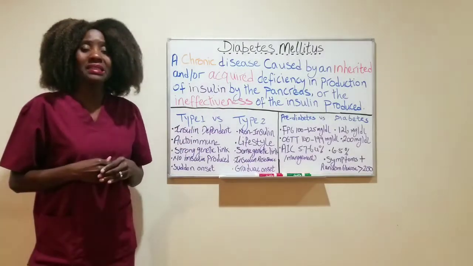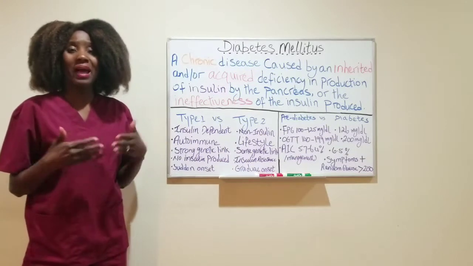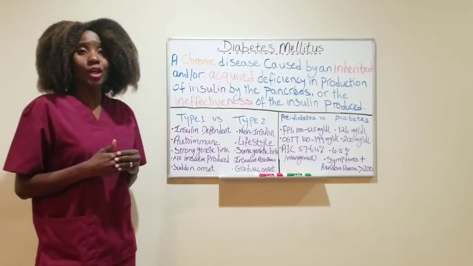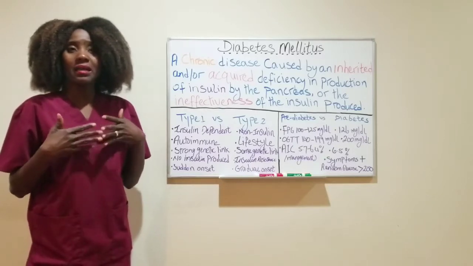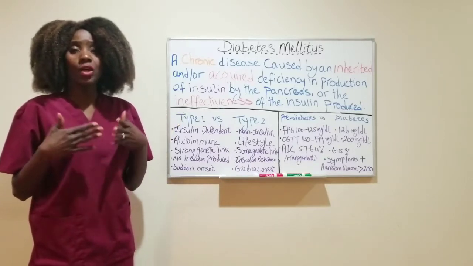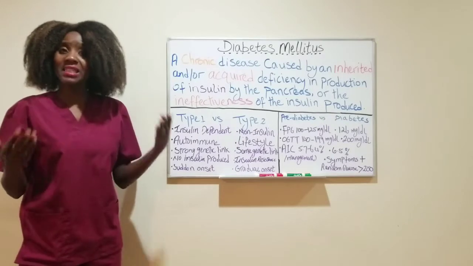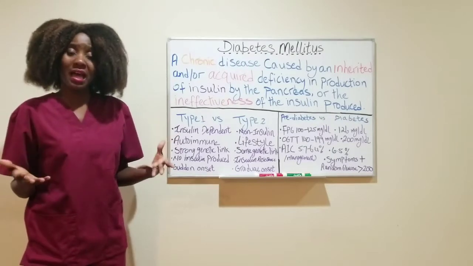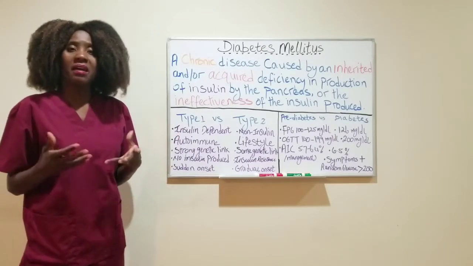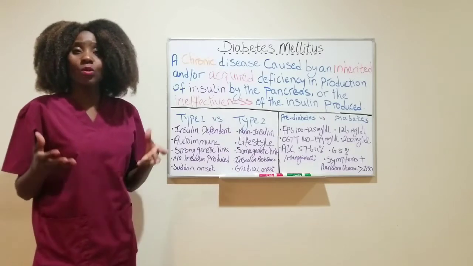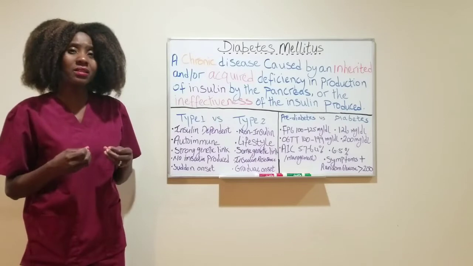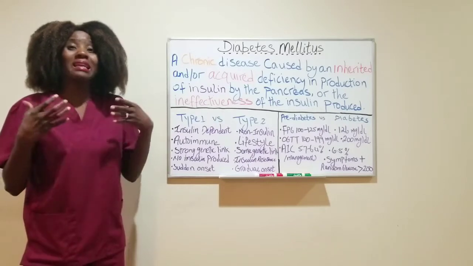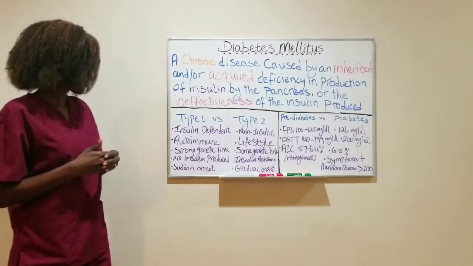Type 2 diabetes is usually caused by lifestyle factors such as obesity, eating unhealthy, like a diet that's high in cholesterol, and lack of activity, so people who don't exercise. And it is said that when a person is obese, the fat prevents the cells from being able to utilize the insulin in the body.